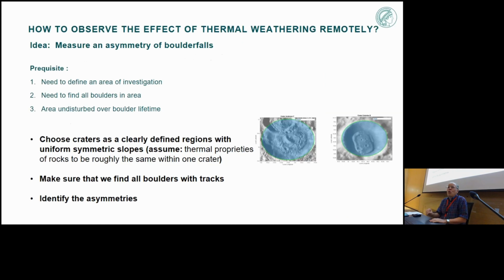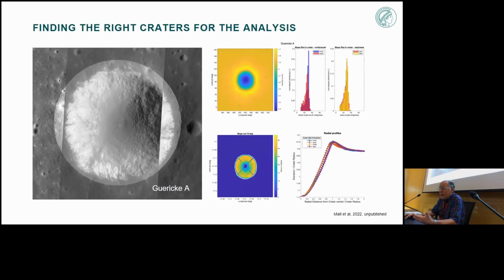So how can we now go and try to find out whether this thermal weathering is at work? The idea is we need an area of investigation. This should be clearly defined. The crater is an ideal thing. So all we need to do is focus on craters, but we need, of course, craters which are absolutely symmetric. We cannot use craters which I show you here, which have a structure, which have superimposition, which are all inside this artificial intelligence database.